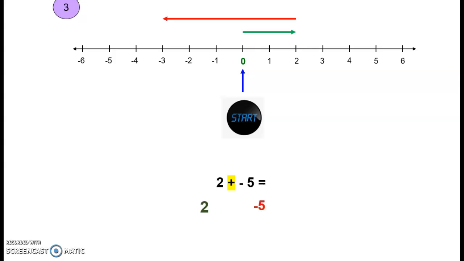So notice we didn't go back to -5. We jumped from 2 to -3. If you had a piece of paper, you may jump using loops. Like from 2, you might make one loop as you jump to 1, and then another loop as you jump to 0, and we land at -3. So our answer here is -3.